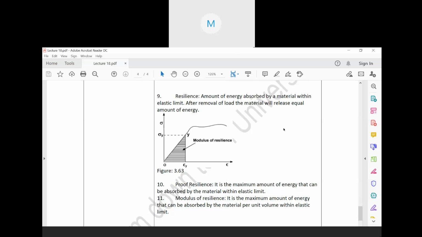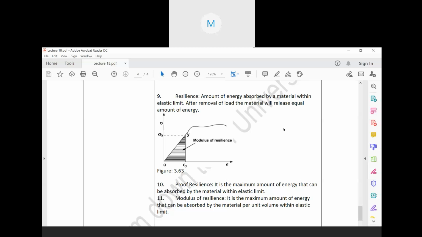So it is the maximum amount of energy that a material can absorb within the elastic limit. Resilience is the amount of energy that we can absorb, but there is a maximum amount before failure. Suppose you are pulling a material or a string. It will keep on elongating, which means it will absorb some energy. Eventually, at one time it will break down.